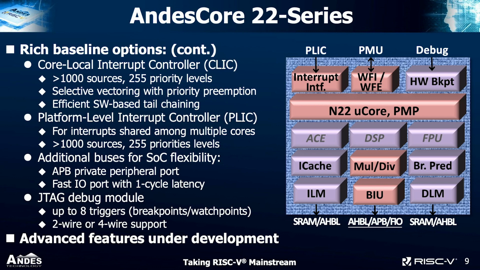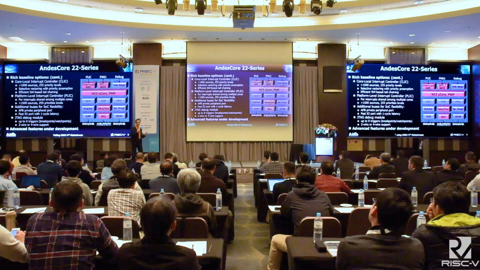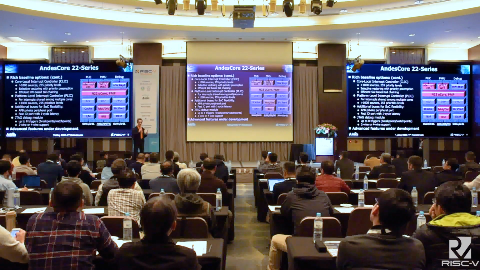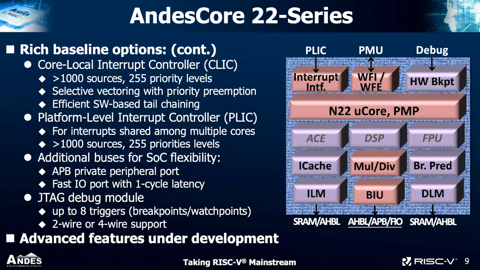The 22 series supports both CLIC and PLIC. Definitely you may not use both, but CLIC is for local interrupts, can be opted to over 1,000 sources, 250 priority levels, selective vectoring with priority preemption, and efficient software tail chaining, which Kevin talked about earlier. And PLIC is for interrupt sharing at the platform level. So when you have multiple cores and multiple N22s, and you want to distribute the interrupts across the different N22s, it can be used.